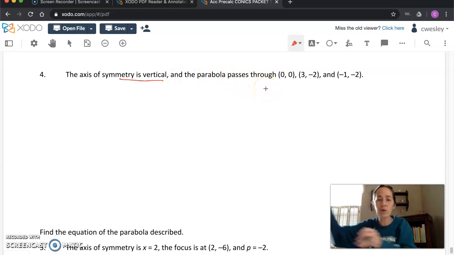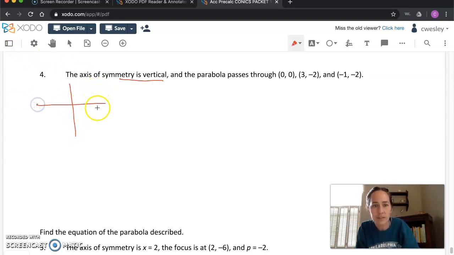If it helps and you want to sketch those 3 points, it might give you a good sense of what this thing looks like to start off with. But we're just going to use a lot of algebra here rather than a ton of graphing. So my sketch is going to have a point at (0, 0), (3, -2), and then (-1, -2), so down here. I mean, I see a parabola that opens downward.